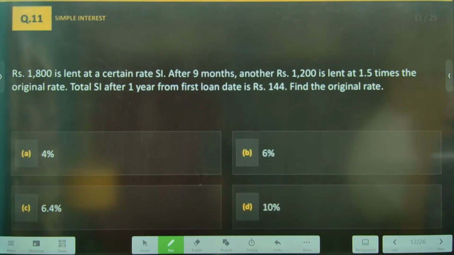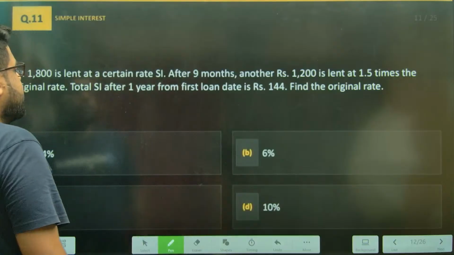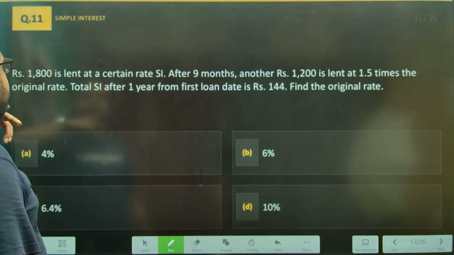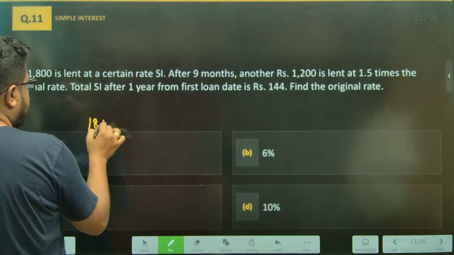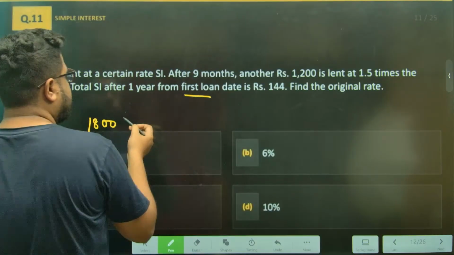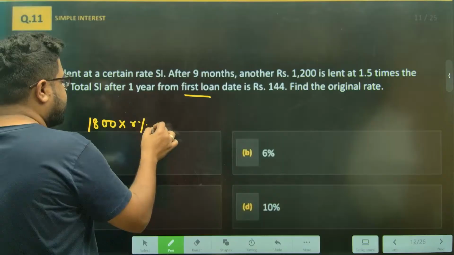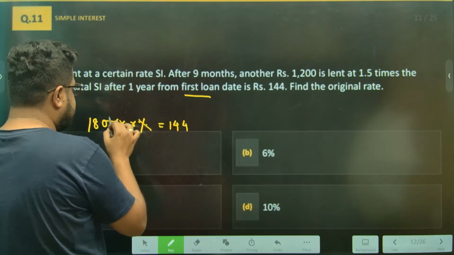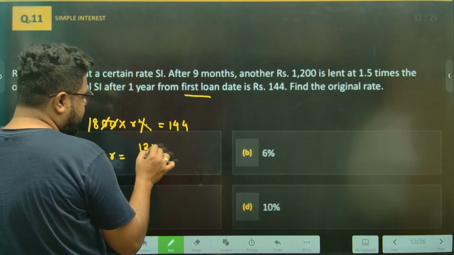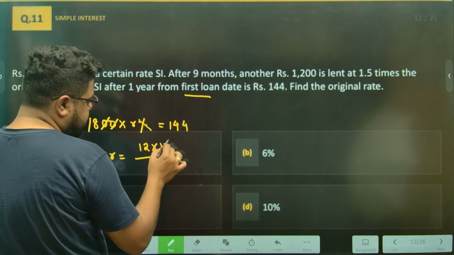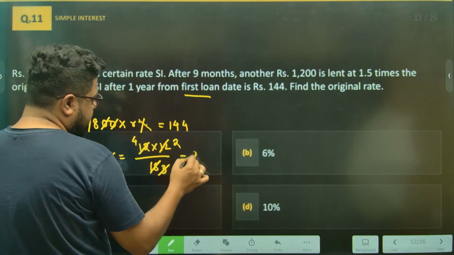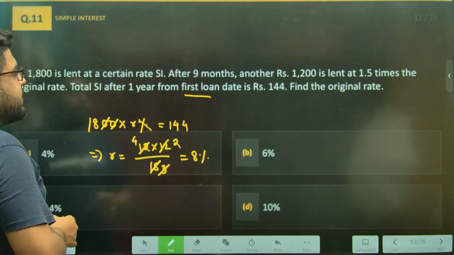Sir, 1800 is lent at a certain SI. Okay, 9 months later, another this much was lent at 1.5 times the original rate. Total SI after 1 year from the first loan is this. The original rate is how much? Just a second. First, why have they given the second loan? Sir, 1800, 1 year, meaning R percent, if I take R percent per annum, so in 1 year, R percent is 144, sir. Percentage, double zero gone. So R is 12 into 12 by 18. 6 threes are this, 6 twos are this, 3 fours are this. So 8% I'm getting, sir. 8% we are getting.